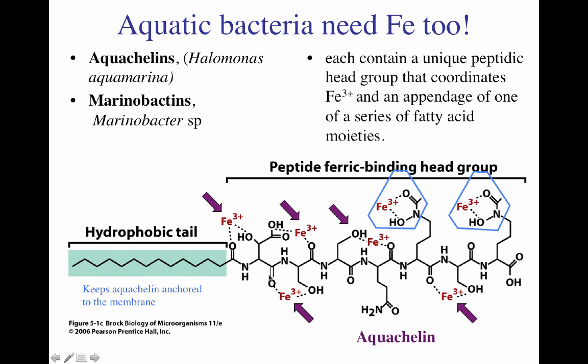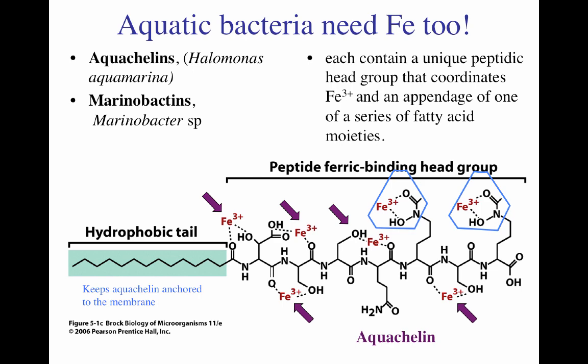And here, the carboxyl group, the amine group, and the hydroxyl group that are present in the backbone of the aquachelins are also able to engage iron and bind to it, probably with different affinity. So what I'm showing on this slide is how a marine microorganism is able to capture iron ions.